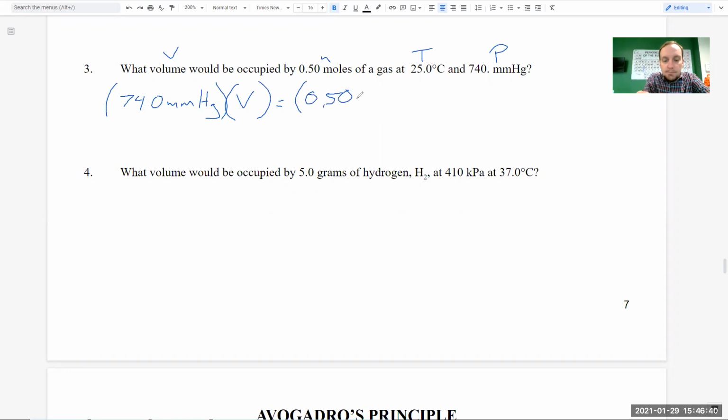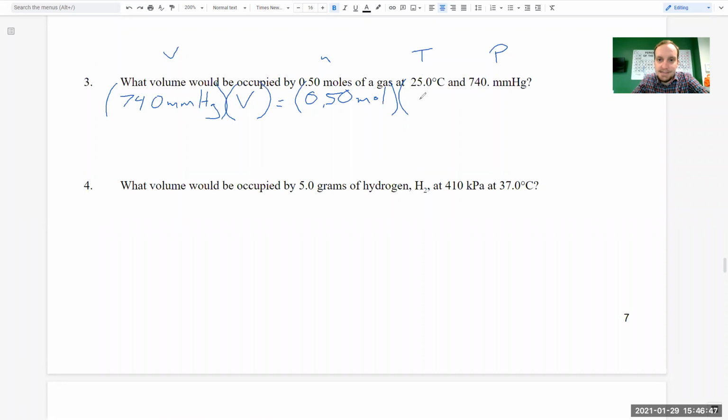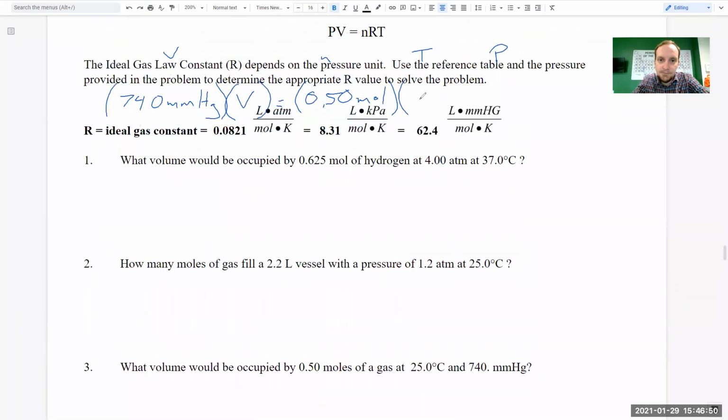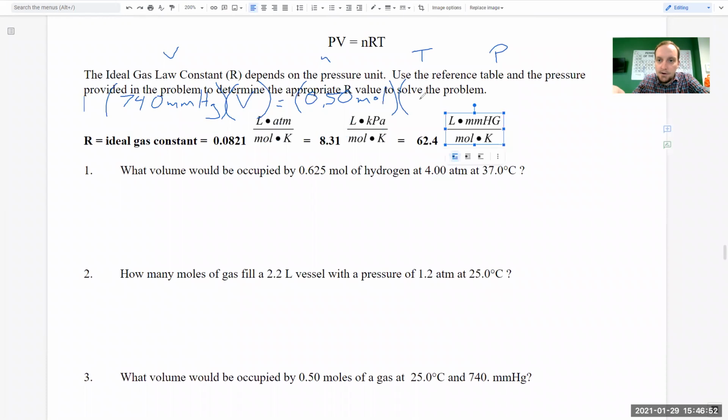0.50 moles times my R. Now, real quick, it's millimeters of mercury. That's different than atmospheres. I don't have this one memorized. Millimeters of mercury, again, here it is.